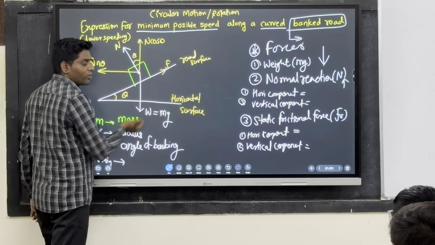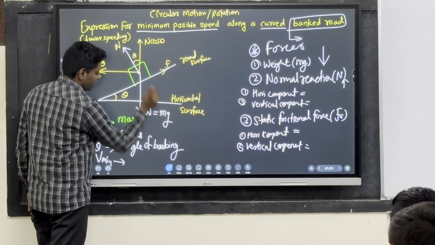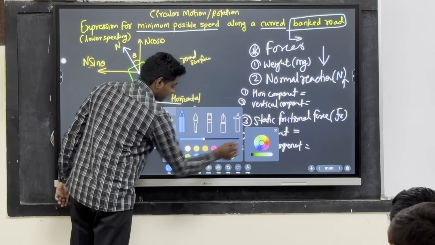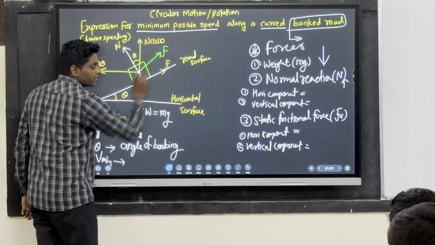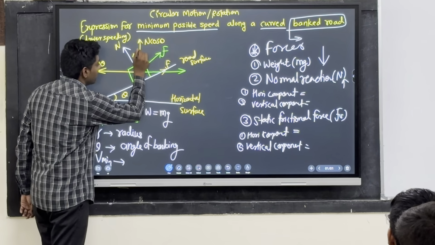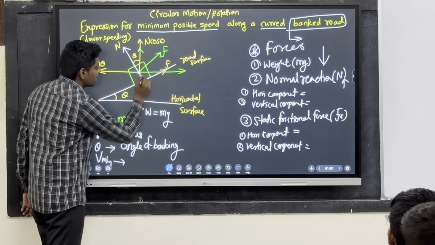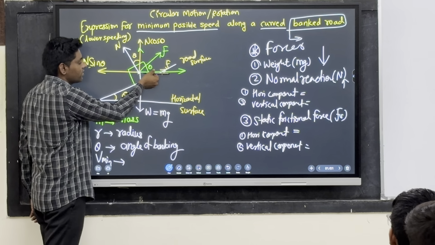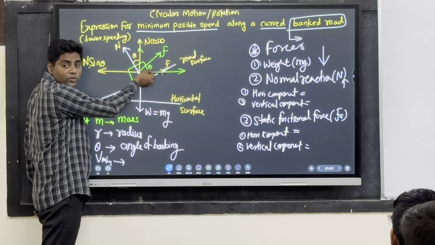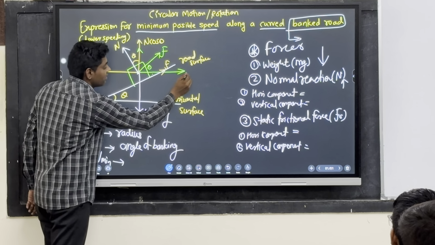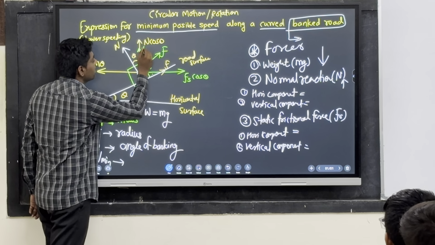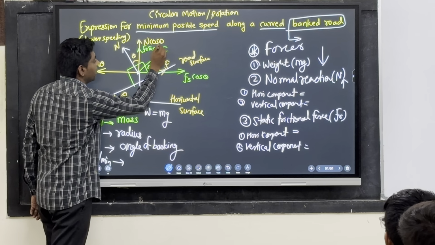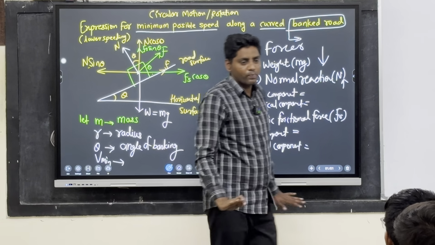So very simple, we have to resolve this frictional force. Pay proper attention to the board. This is the frictional force Fs. It is resolved into two components. First is horizontal and next is vertical, and this is the angle theta. So is this the side adjacent or opposite? Adjacent side. So it becomes Fs cos theta, and it becomes Fs sin theta. So we complete all the observation.